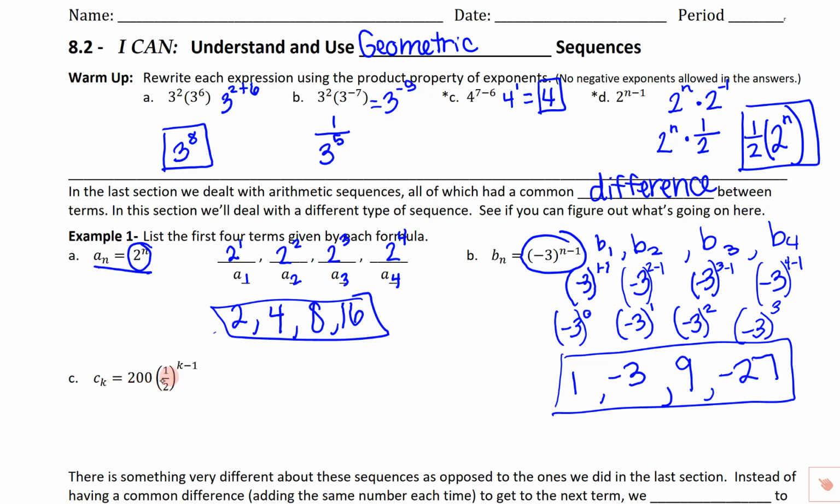Okay, here is our last one we're going to be working with. So we are just going to plug in 1, 2, 3, and 4 to get the first, second, sorry, I don't know why I put my 1 up there. C sub 1, C sub 2, C sub 3. Okay, and we're just going to plug it in.